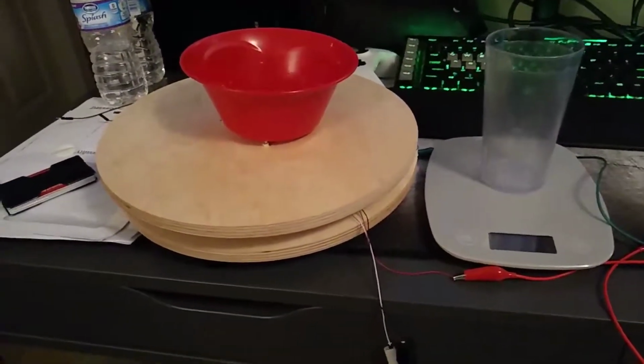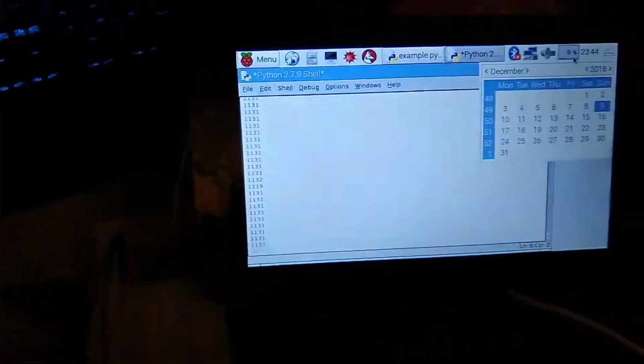All right, so here we have the scale hooked up to the HX711 sensor, which is hooked up to the Raspberry Pi. And right now it's getting inputs every 0.5 seconds. And right now it's currently reading 1131. I believe this is in grams.